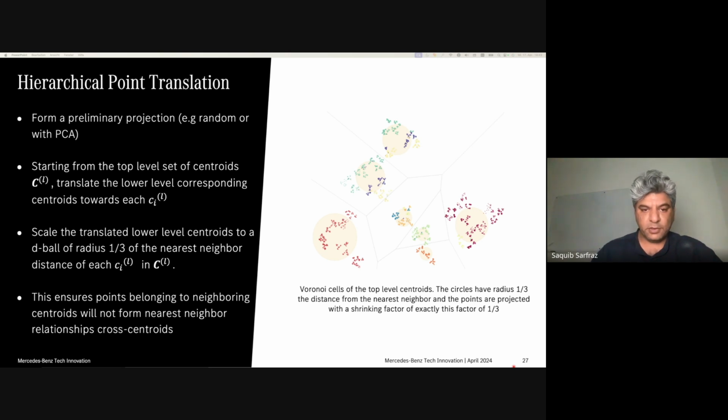So in all of this process, I hope you could follow a little bit of it. Of course, you can read more details in the paper as well. But in all of this process, we are simply directly translating and scaling points, trying to preserve the clustering tree and the nearest neighbor or cluster relationships that are there directly without any optimization.